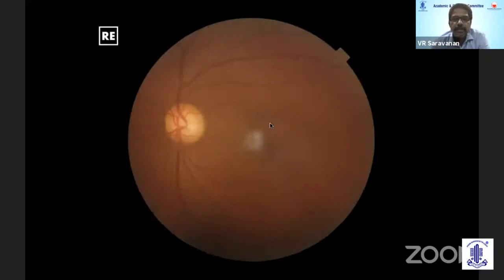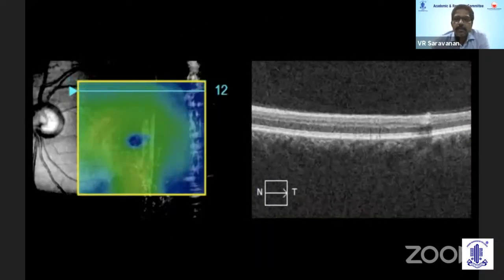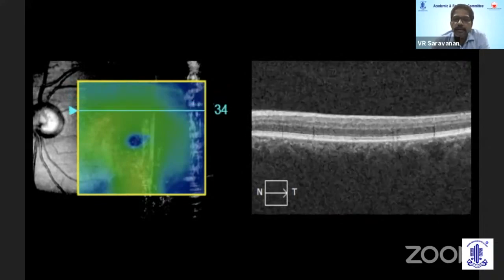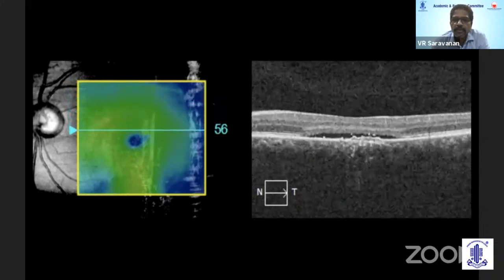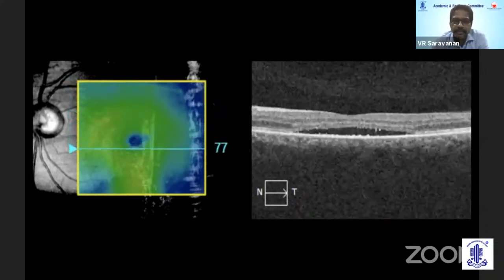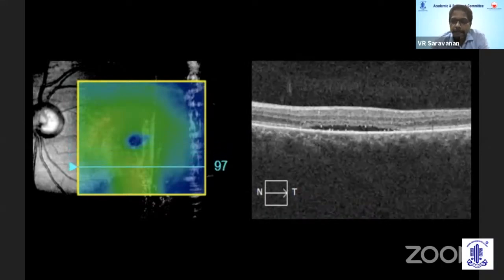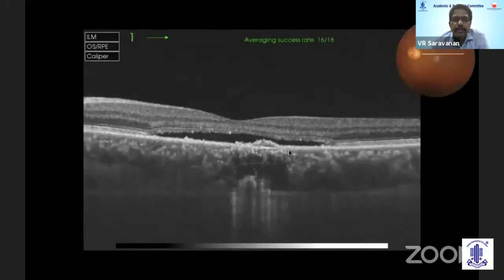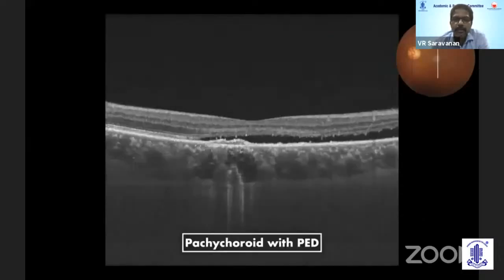In the left eye, there was a very shallow fluid in the posterior pole with a small RPE degeneration. It was looking like a shallow PED clinically. And this is the OCT. You can see there's a very shallow fluid in the subfoveal zone, along with a very shallow PED in that area which I mentioned earlier. You can see the large choroidal vessels indicating a pachychoroid disease with the shallow PED.